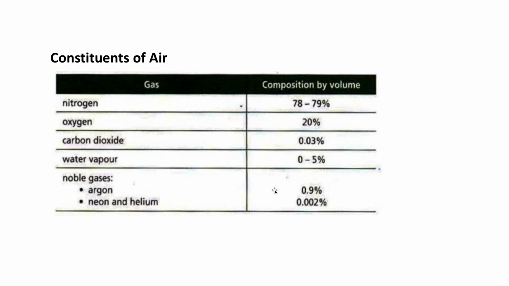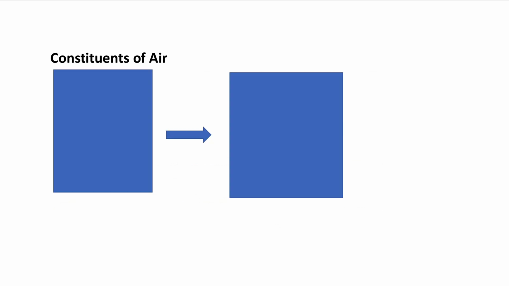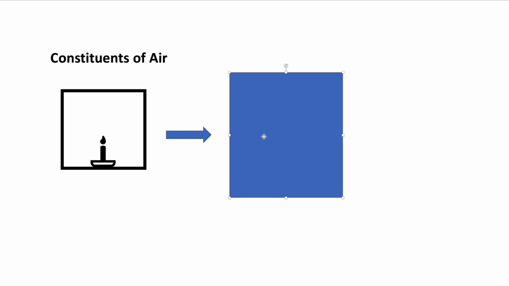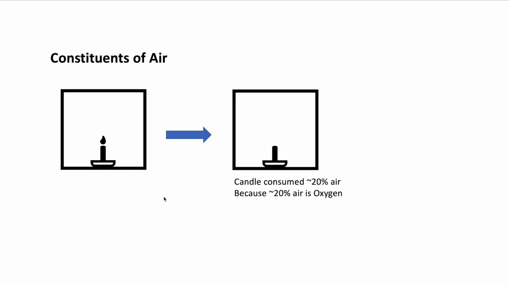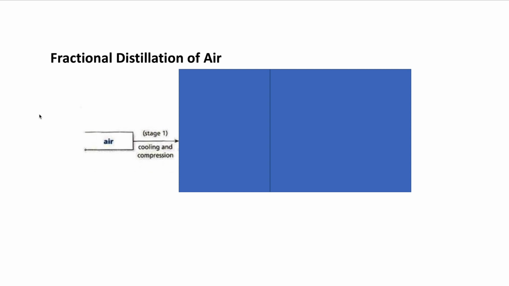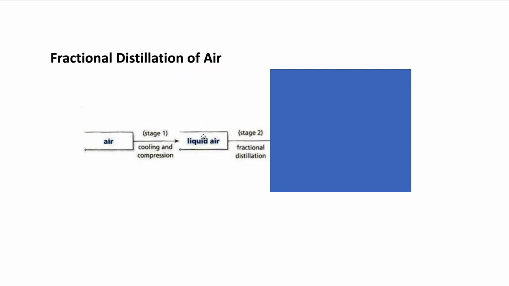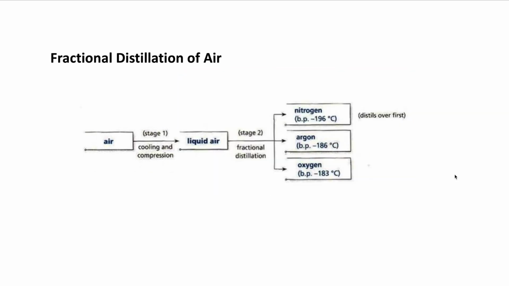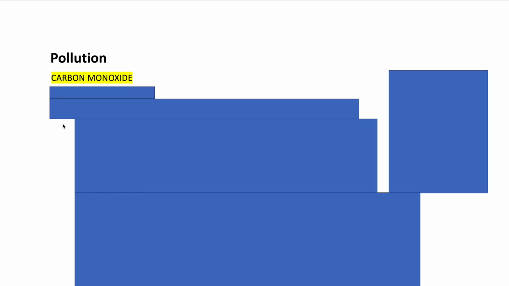So a question we always like to ask: in a jar, if you put a candle inside and completely burn out the oxygen, it should consume 20% of the air in the jar. This you need to know. So how do people quantify all this? It is by fractional distillation of air. They cool it into a liquid and make it undergo fractional distillation. So that's pretty simple. So next we go on to pollution.